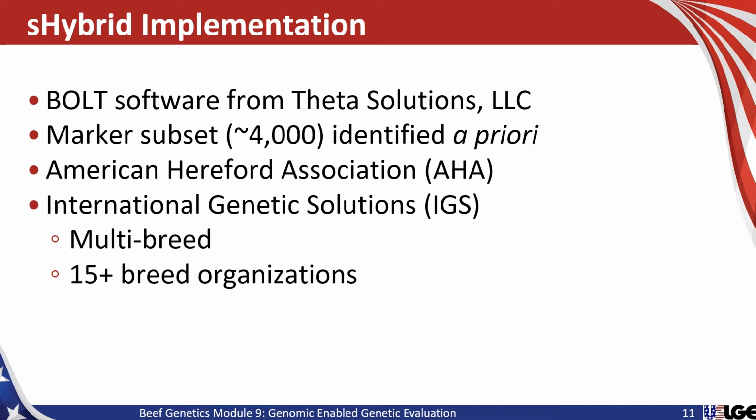Currently, it takes advantage of a few thousand markers that are identified a priori as being particularly influential at predicting particular traits. This approach is utilized in the US by the American Hereford Association and a group called International Genetic Solutions, which conducts the genetic evaluation in a multi-breed context for well over 15 different breed organizations from the US, Canada, Australia, and New Zealand. The single-step GBLUP method that I mentioned that takes advantage of genomic kinship is done by software developed at the University of Georgia.